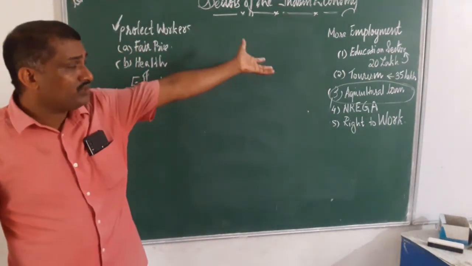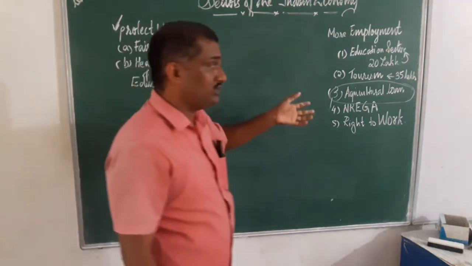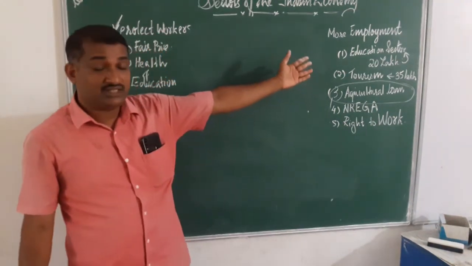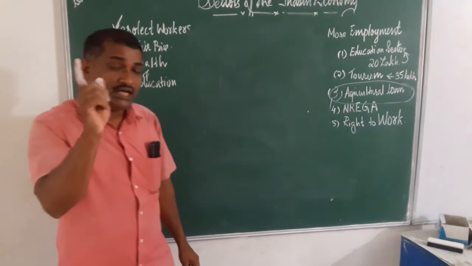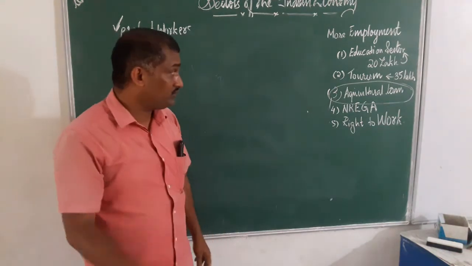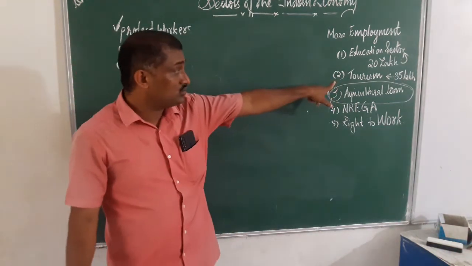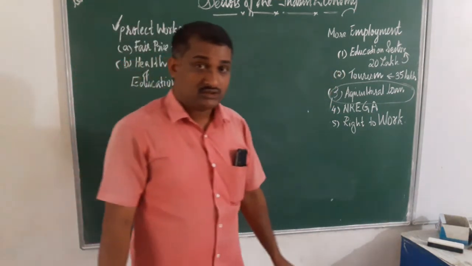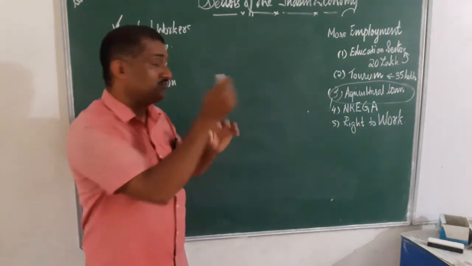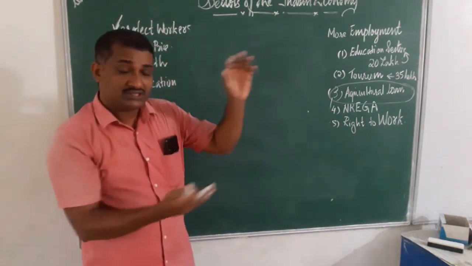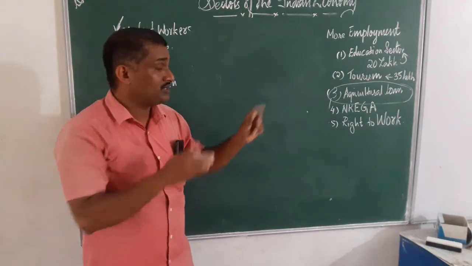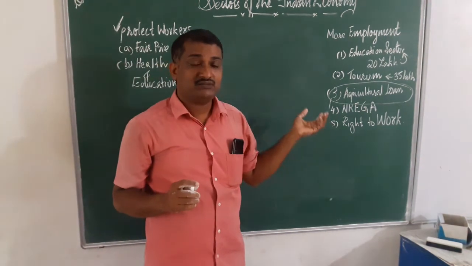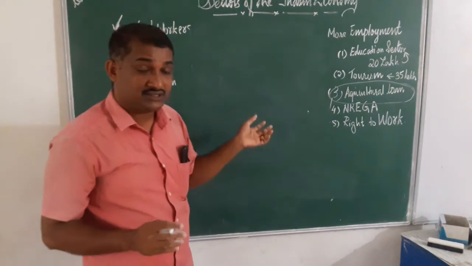More employment opportunities can be given by the government so that people's lives become secure. First of all, we discussed the education sector: 20 lakh jobs can be provided in this sector. Second, the tourism sector: 35 lakh jobs can be provided. So people will be drawn toward tourism, and toward more education and skilled occupations. Definitely they will get 20 plus 35 lakh jobs in all. Next, agriculture: the government providing agriculture loans will definitely help the farmers.